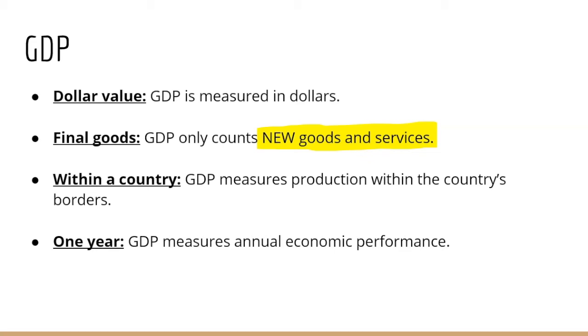Third, within a country, it measures production within the country's borders. So if something is created and sold in a different country, that product does not count towards the original country's GDP. And lastly, one year. It's a measure of annual economic performance, meaning it is only a single year.